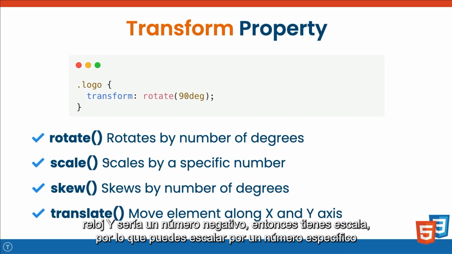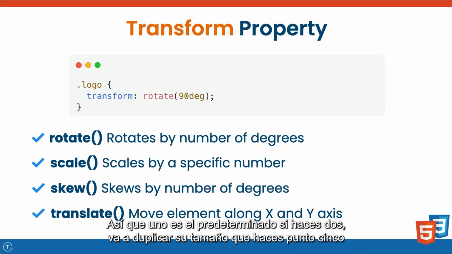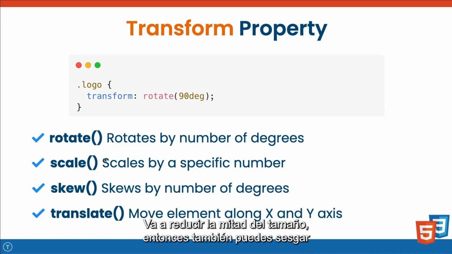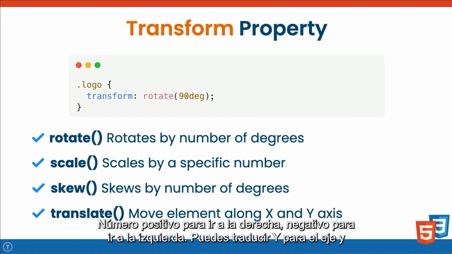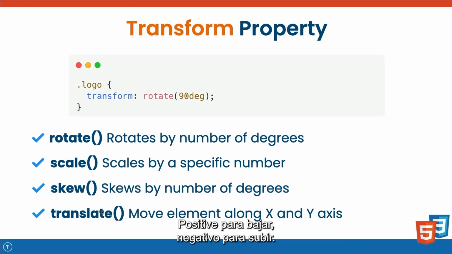Then you have scale, so you can scale by a specific number. So 1 is the default. If you do 2, it's going to double in size. If you do 0.5, it's going to shrink down to half the size. Then you can also skew. I don't use this too much, but you can use skew to rearrange the shape a little bit. And then translate will move along the X and Y axis. You have translateX, which will move along the X axis, which is horizontal. Positive number to go right, negative to go left. You can do translateY for the Y axis, positive to go down, negative to go up.